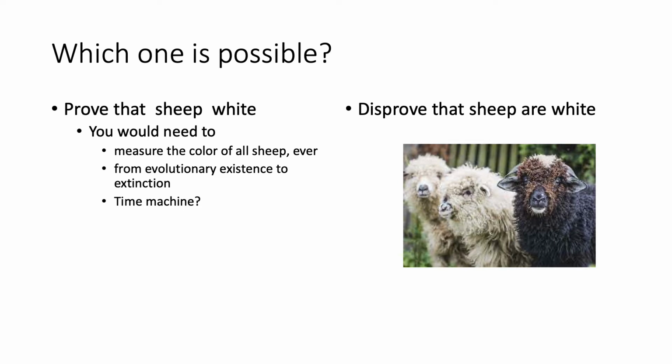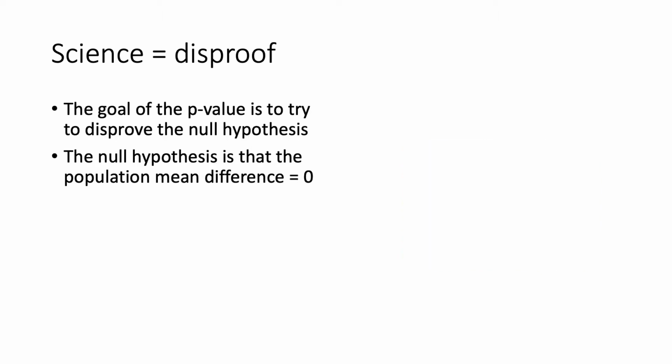All right, a simple thought question will show us why we're trying to disprove things in science. Prove to me that sheep are white. What are you going to need to do that? You would need to measure the color of all sheep ever from their evolutionary existence to their extinction. You might need a time machine. It's really impossible. Or let's take the related question. Disprove that sheep are white. You just need to find one sheep that's not white. Done. One of these is easier than the other.